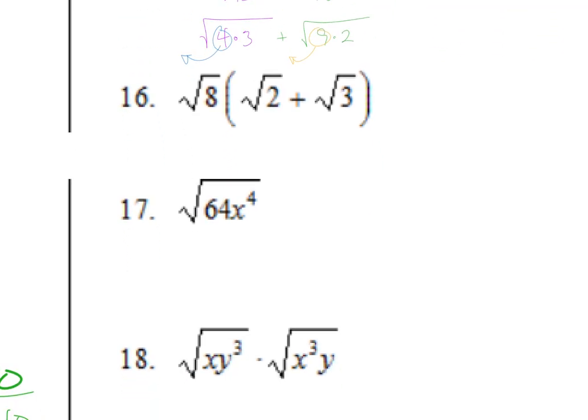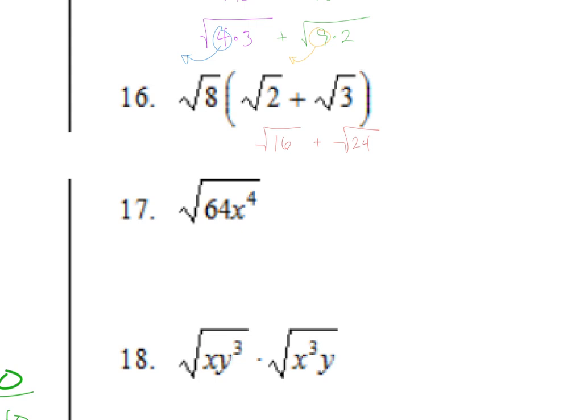Number 16, distribute again. So we're going to get the square root of 16 plus the square root of 18. That feels off, because that's wrong. That's the square root of 24.